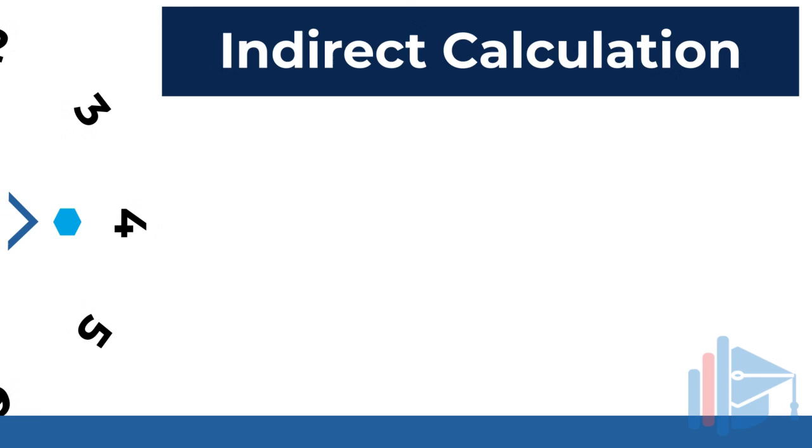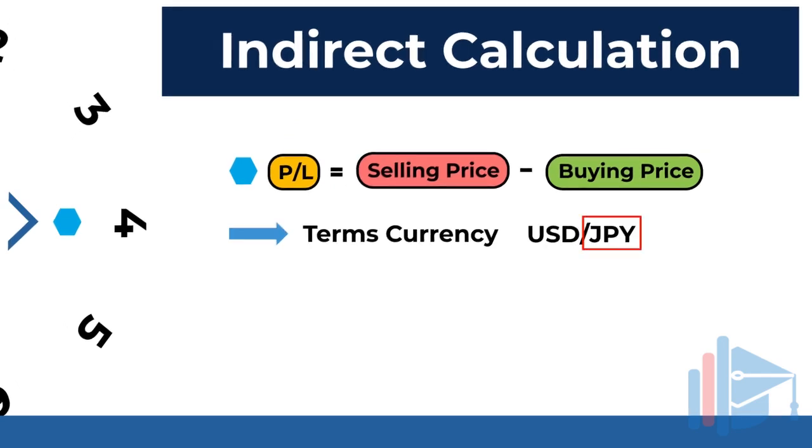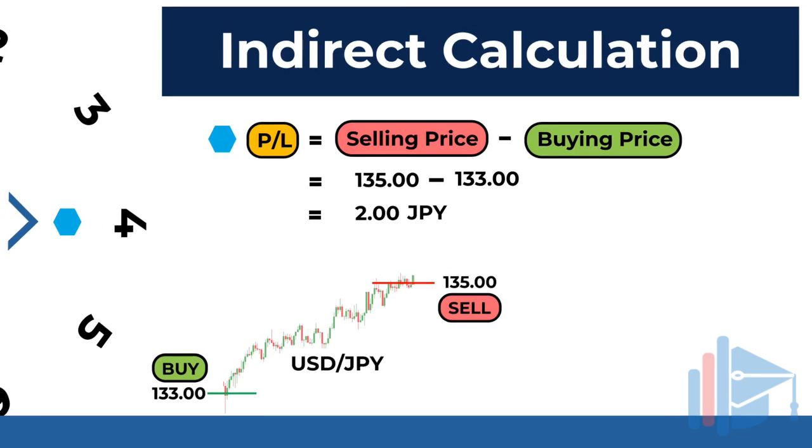When dealing with indirectly quoted currencies, it's important to remember that the formula profit or loss is equal to selling price minus buying price is expressed in terms of the term's currency, which is the currency on the right-hand side of a currency pair. For example, if we buy USD/JPY at 133 and later sell it at 135, we have profited by 2 yen. However, this profit is in yen, which is the term's currency, and must be converted into our functional currency, that is the US dollars.